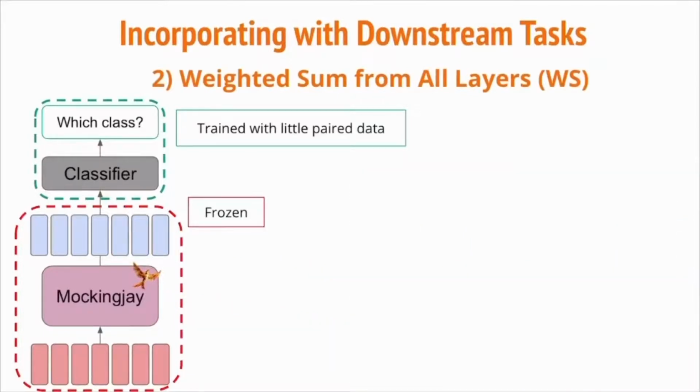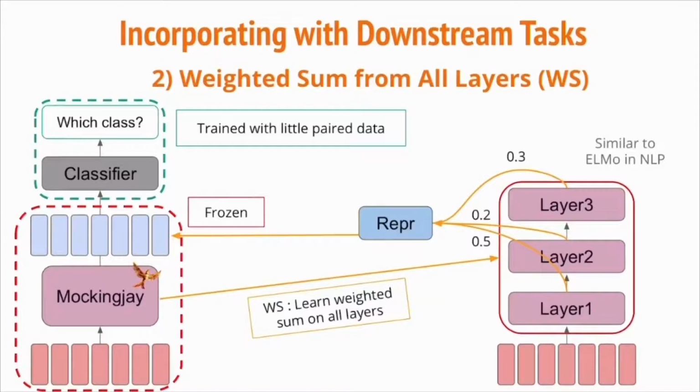The second case, we extract features from all layers. In other words, we expose the deep internals of Mockingjay to downstream models. Same as the previous case, we have a frozen Mockingjay model here, but instead of using the last layer's hidden state, we use the hidden states of all layers. Here we illustrate how to use a mixture of representations from all layers. All the hidden representations from all layers are integrated into a new representation through weighted sum. Note that all the weights are learned from data, and we denote this approach as WS in later experiments.